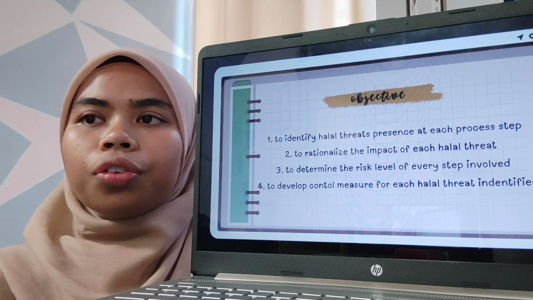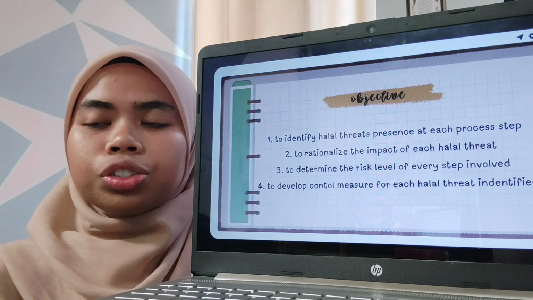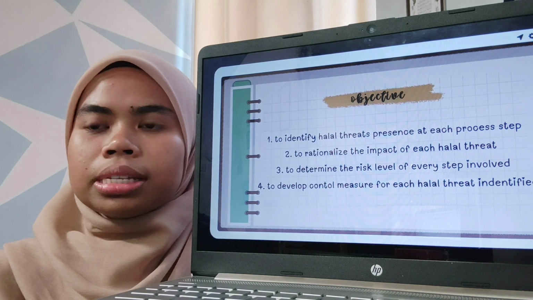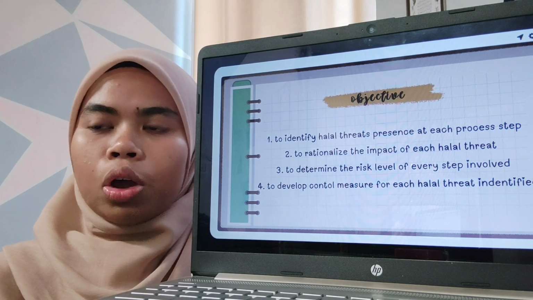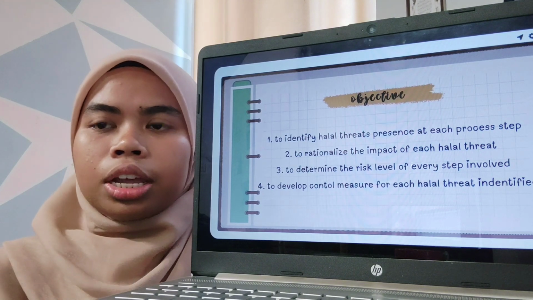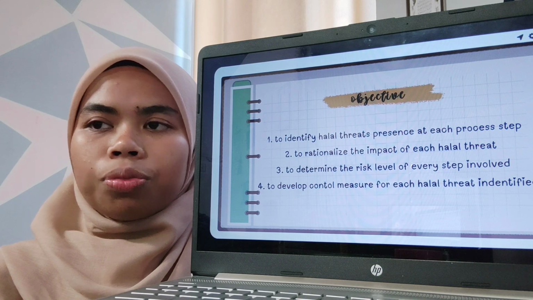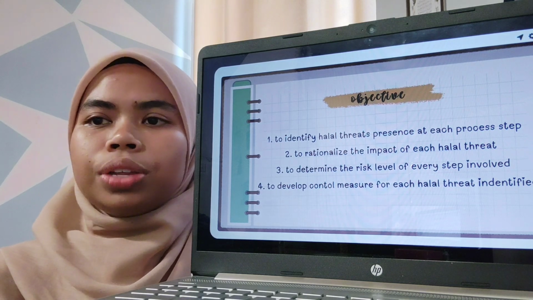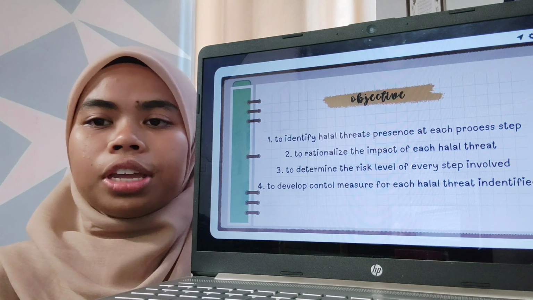So the objective of the halal control point is, first, to identify halal threats present at each process step. Second, to rationalize the impact of each halal threat. Third, to determine the risk level of every step involvement. And fourth, to develop control measures for each halal threat identified.